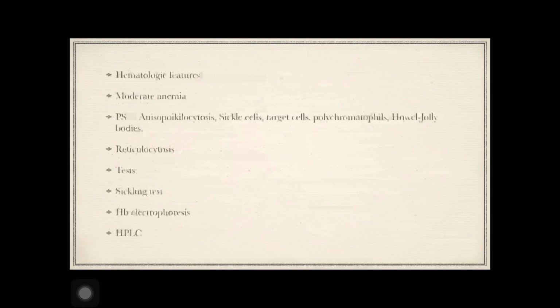The test which can be done to demonstrate sickle cell disease is the sickling test using 2% sodium metabisulfite or sodium dithionite. Here, when the sickling test is done, the amount of HbS is directly proportional to the time taken for the sickling. And the other 2 tests are Hb electrophoresis and HPLC. In HPLC, 2 peaks are seen, which are of HbS and HbA in cases of heterozygous disease.